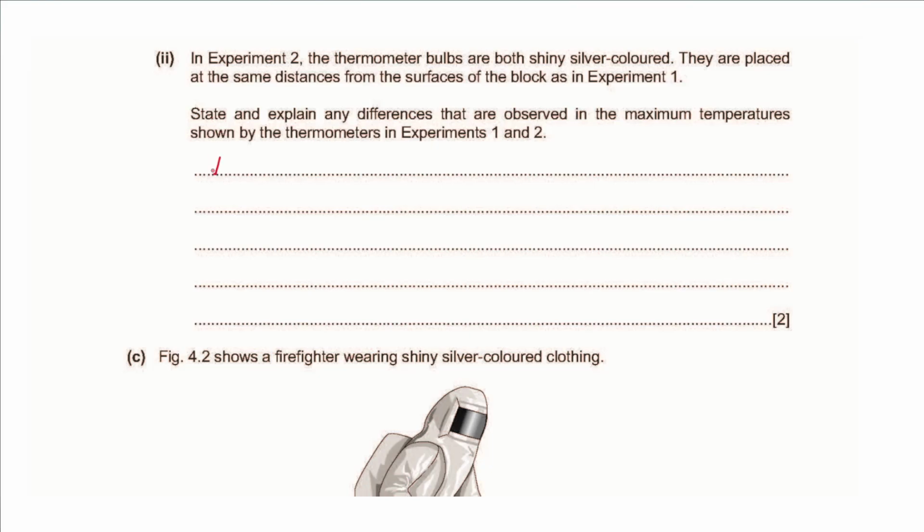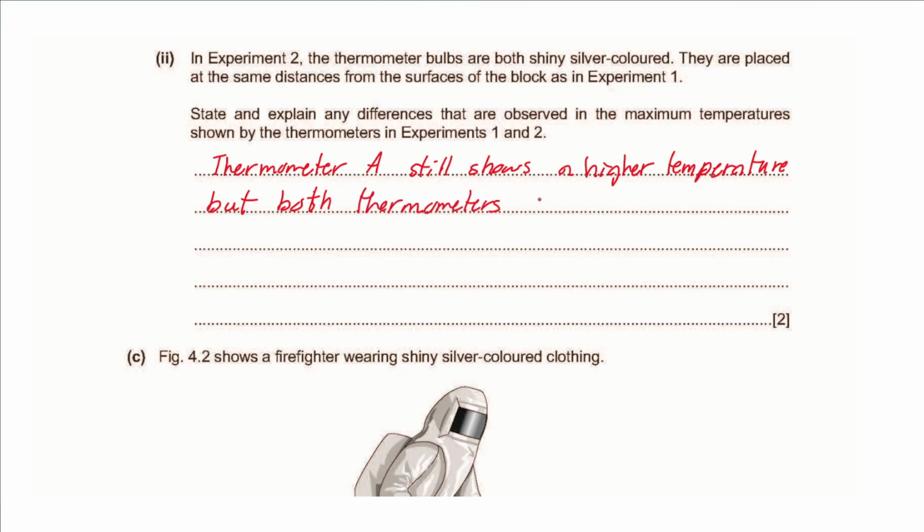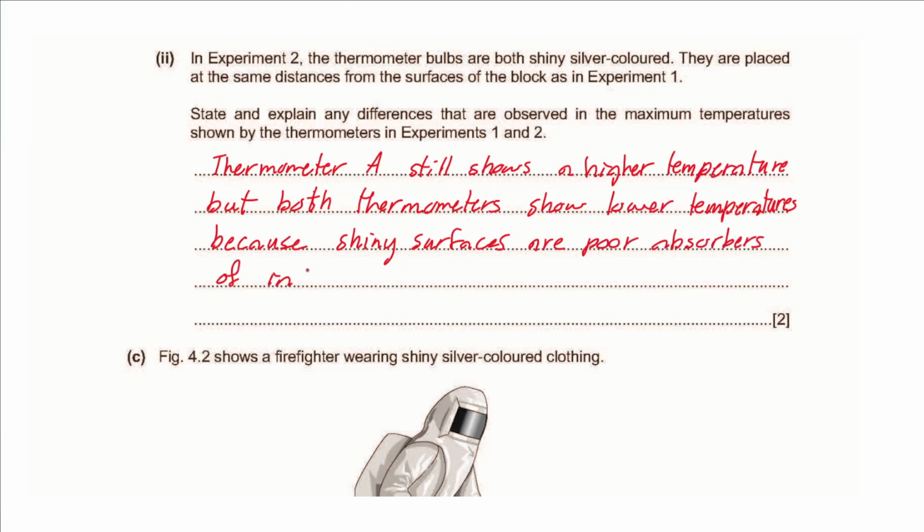We say that thermometer A still shows a higher temperature due to the explanation we gave in the previous question, but both thermometers will now show lower temperatures since they will receive less radiation because shiny surfaces are poor absorbers of infrared radiation.